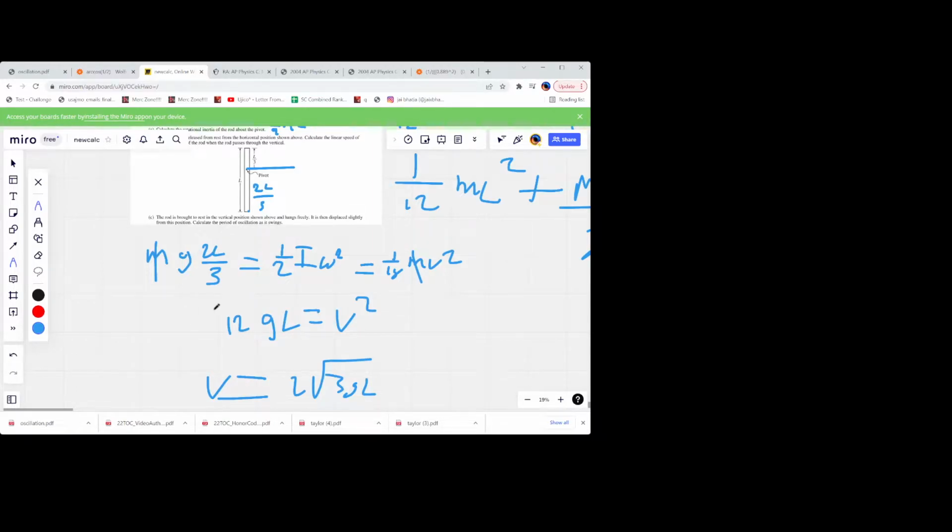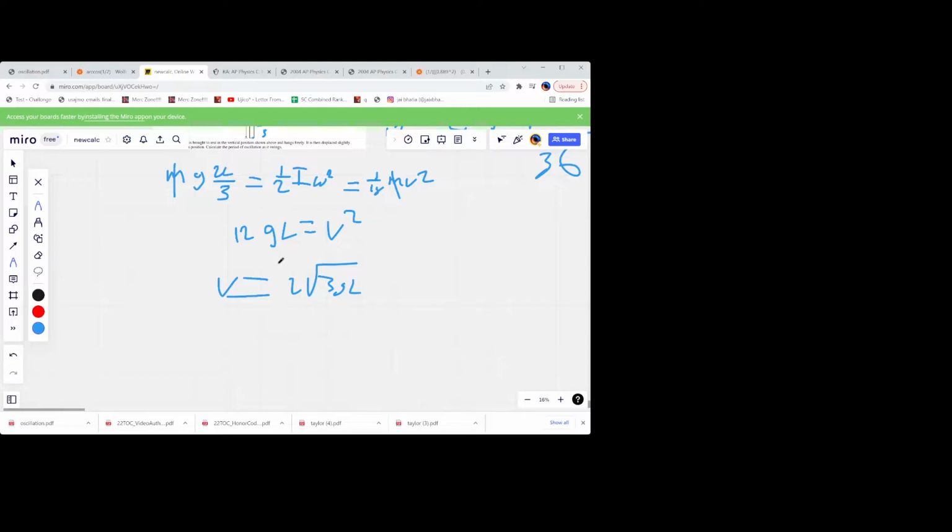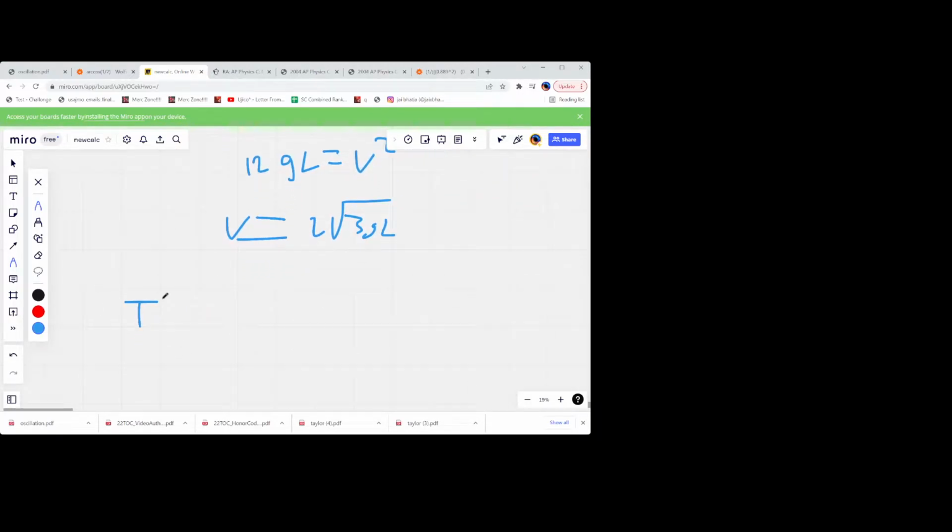I assume that they just say it's displaced slightly to get you to remember that small angle approximation only works for small angles. Okay, so we know that this acts as a physical pendulum. This is not going to be a simple pendulum. Although, you can actually solve a physical pendulum as a simple pendulum if you do some black magic. However, we're not that smart, so instead we're just going to do the thing. I over mg 2l over 3.